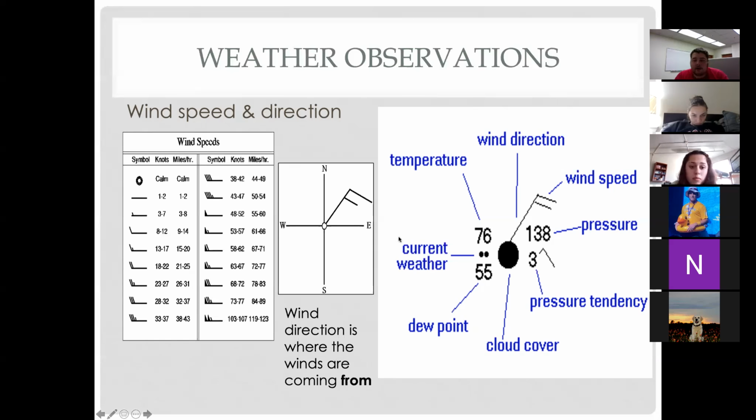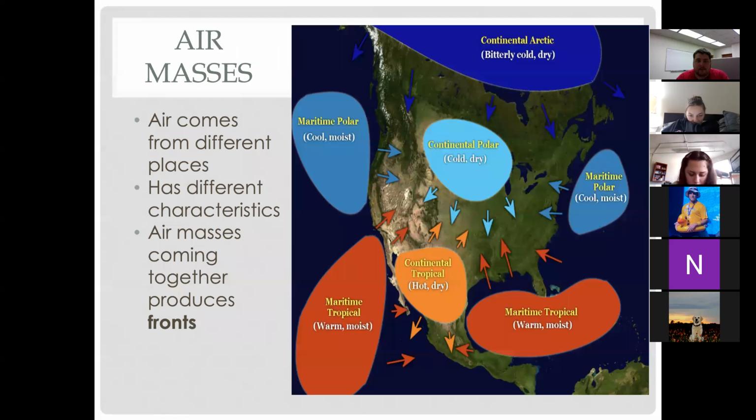And then wind speed, we also talked about this. So here is the decoder again. Remember that the full barb is equal to 10 knots, and then the half barb is equal to 5 knots. And if you get really high winds, then you'll have the flags, which represent 50 knots. And then just remember, the wind direction is where the wind is coming from.